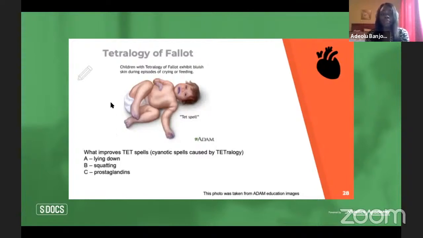And so the question is, what improves TET spells, which is again a cyanotic spell caused by tetralogy? And the answer is B, squatting. And the reason why is because it increases your systemic vascular resistance, which then causes less blood to flow from the right side of the heart to the left side of the heart. So you get less deoxygenated blood flowing to the body.